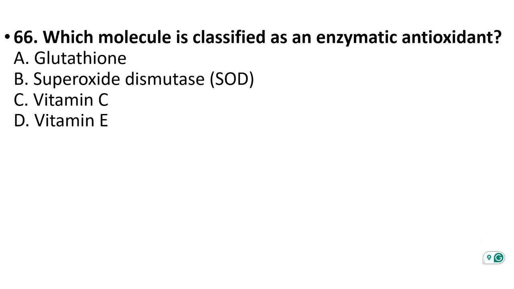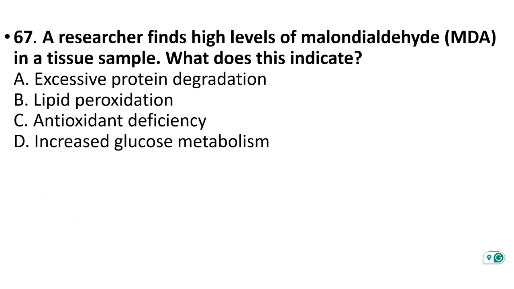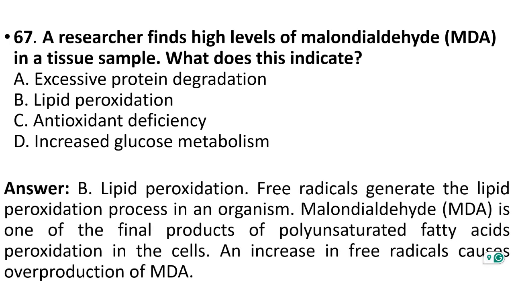66. Which molecule is classified as an enzymatic antioxidant? Glutathione, superoxide dismutase, vitamin C, vitamin E. Your answer is option B, superoxide dismutase. A researcher finds high levels of malondialdehyde in a tissue sample. What does this indicate? A. Excessive protein degradation. B. Lipid peroxidation. C. Antioxidant deficiency. D. Increased glucose metabolism. Your answer is option B, lipid peroxidation.